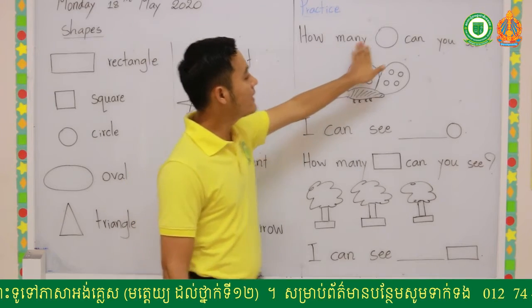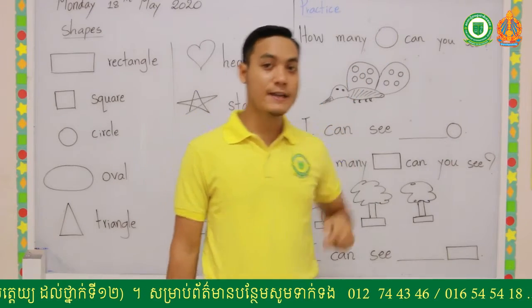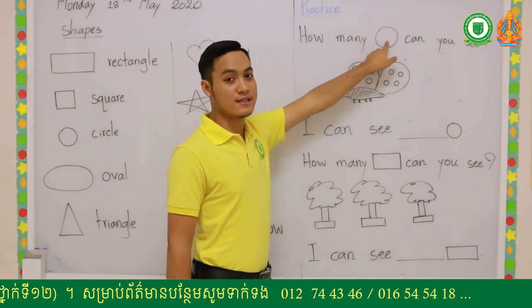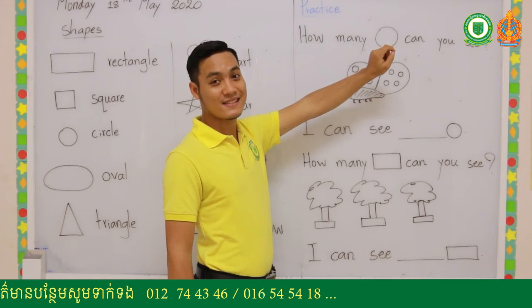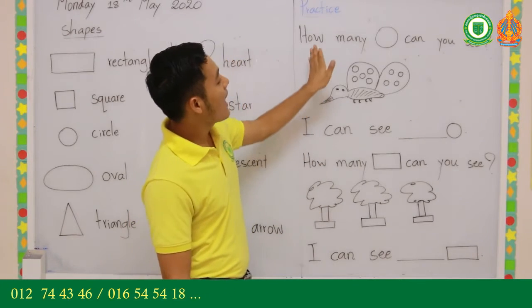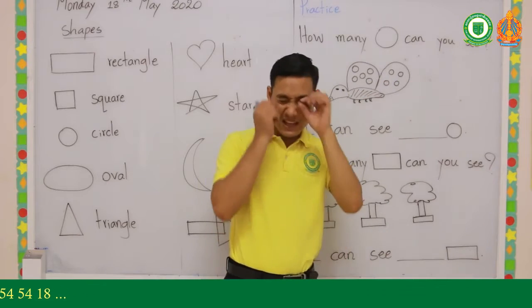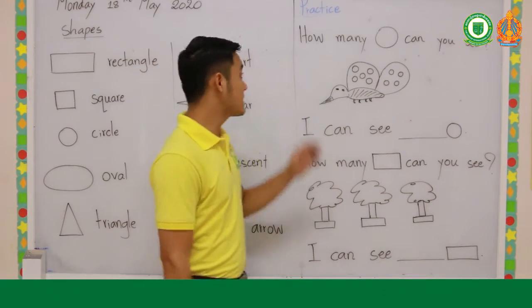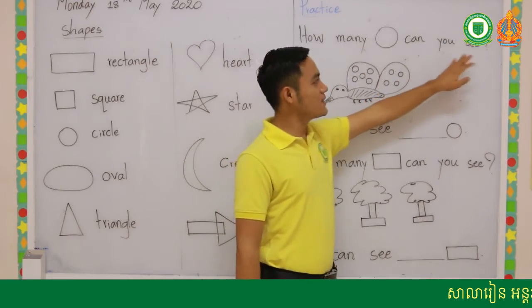So practice here, we go to the question first. What's this? What shape is this? Okay, can you tell me, Chai? What shape is this? This one is circle, right? Circle. Okay, so the question is, how many circles can you see? Okay, can you see? How many circles, again, how many circles can you see?